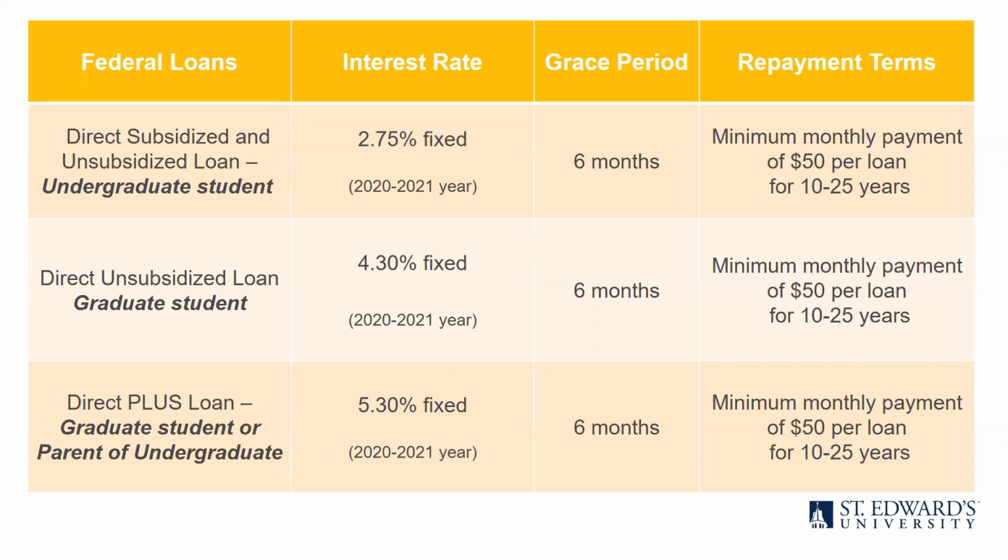So if you are a graduate student or the parent of an undergraduate student, you are eligible to apply for a Direct PLUS loan. This is the credit-based loan. The interest accrues from the time the first loan amount disburses. The interest rate for the current academic year is 5.3% fixed. Again, this is going to get a different interest rate as of July 1st. So each academic year, the interest rate is going to change, but the loan remains fixed based on the year it was borrowed. And again, 6-month grace period and the same repayment terms. So minimum $50 per loan for anywhere between 10 and 25 years.